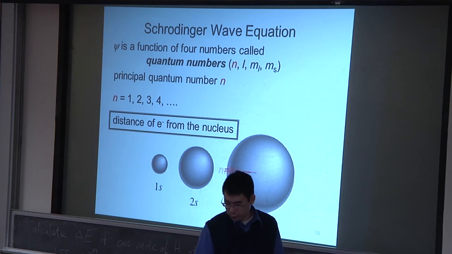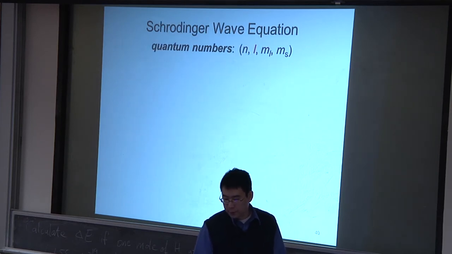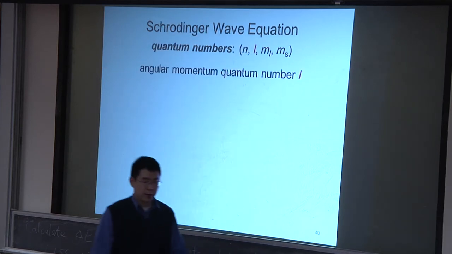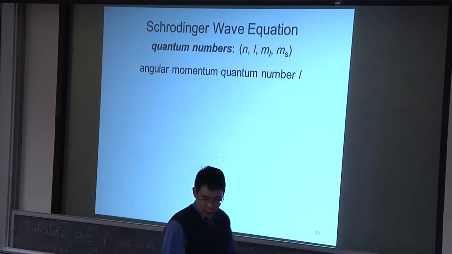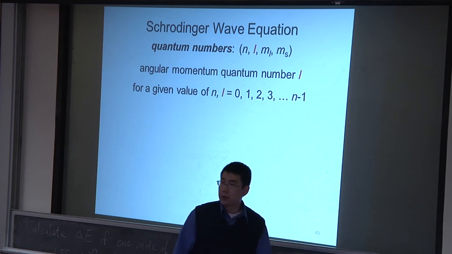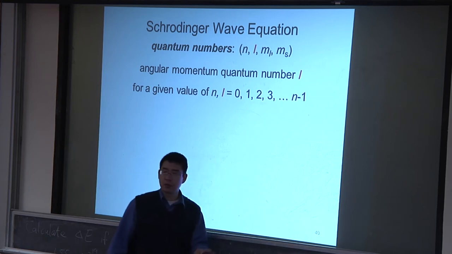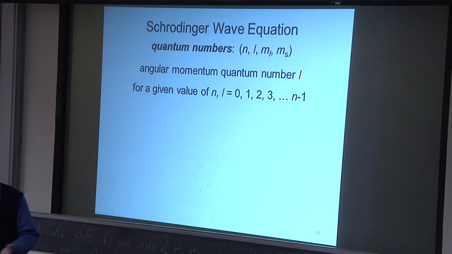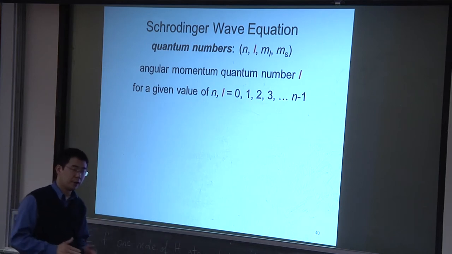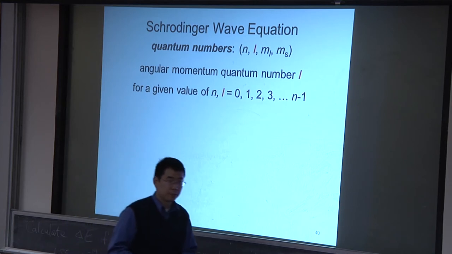N equals 1, N equals 2, N equals 3. L is what's called the angular momentum quantum number, and L depends on N. So once you have an electron that has a defined N, then you can start thinking about its L.